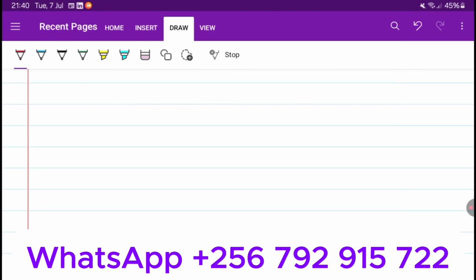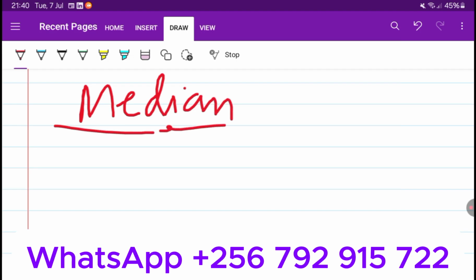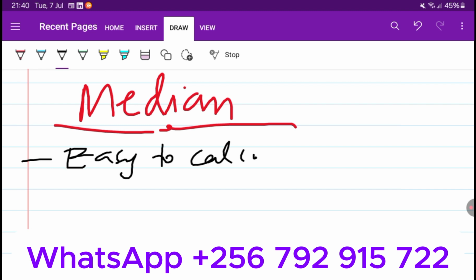Then let's look at the median, as a measure of central tendency or measure of location. The first advantage is that it is also easy to calculate. It's very easy to calculate. Then the other advantage is that it's not affected by extreme values.